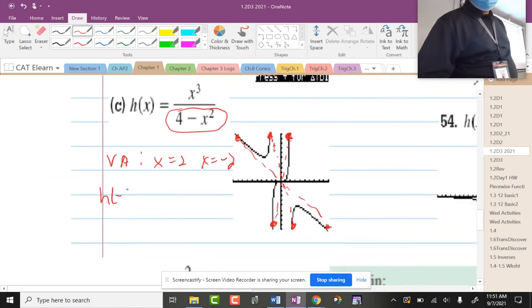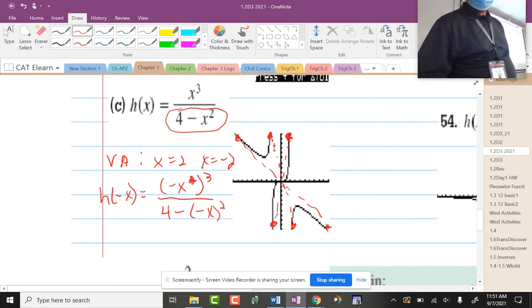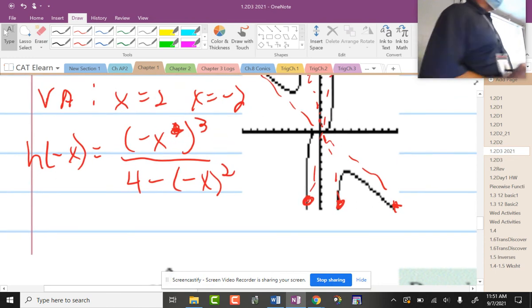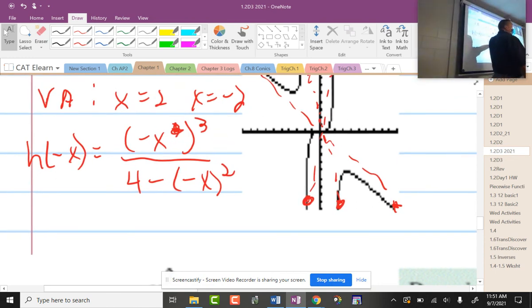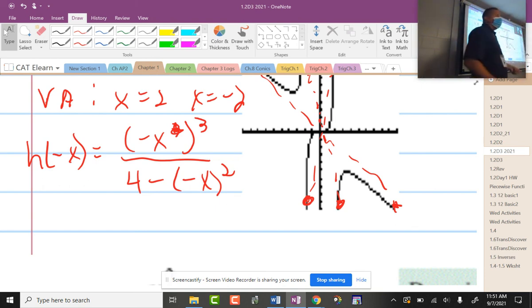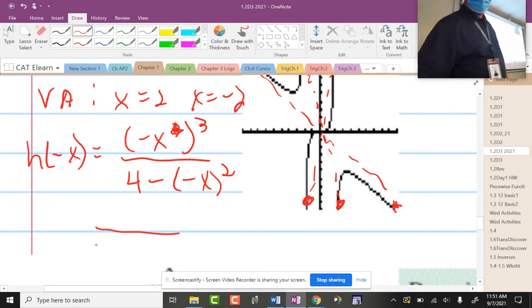h of negative x equals negative x cubed. Oh, wrong, that shouldn't be there, that should be here, over 4 minus negative x squared. First of all, what's a negative squared? Looking at the bottom, what does this become? And you don't cancel these. I just yelled at my math tutors. PEMDAS. P-E, exponents. Then subtract, S at the end of PEMDAS. So the bottom ends up being the same. The top ends up being negative.